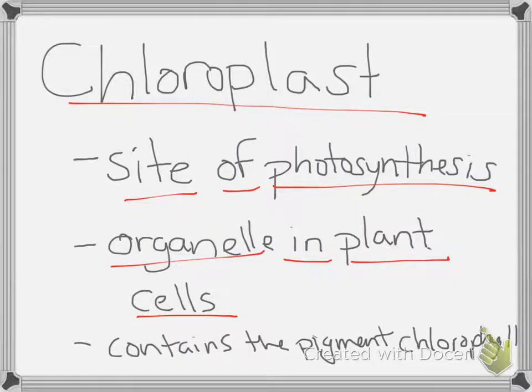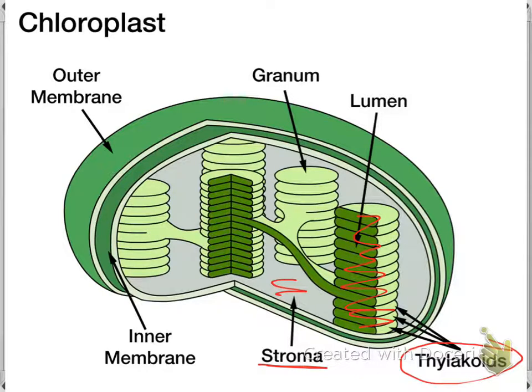Chloroplast is the site of photosynthesis. This is where photosynthesis happens, and it is an organelle that's found in plant cells. It also contains the pigment chlorophyll, which we're going to see is important in the process of photosynthesis because chlorophyll absorbs light. This is a picture of the chloroplast.